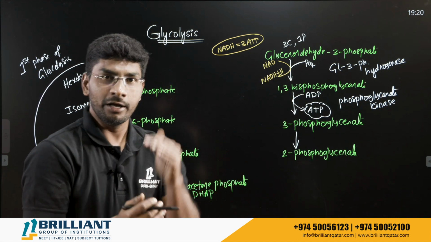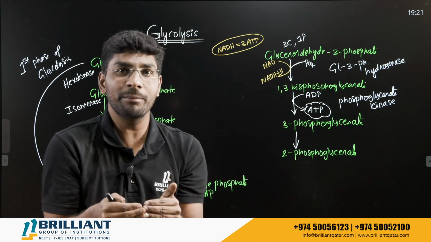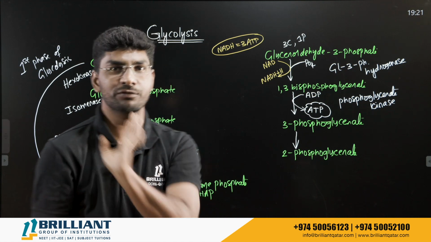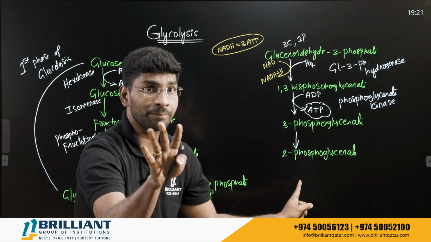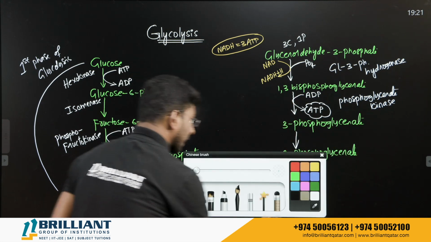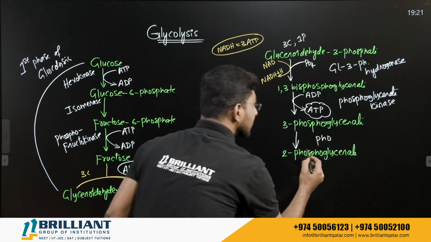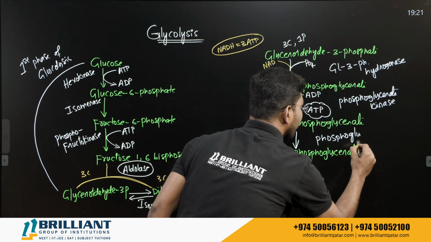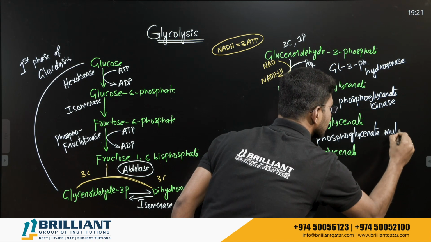So here what happened? 3-phosphoglycerate, that means phosphate on the third carbon, just shifts the carbon number. That means phosphate from the third carbon goes to the second carbon. So 2-phosphoglycerate. That means 2-phosphoglycerate still has 1 phosphate, student, keep in mind. You got my point? Now here, it is phosphoglycerate mutase enzyme. Which enzyme will catalyze this one? Phosphoglycerate mutase enzyme.